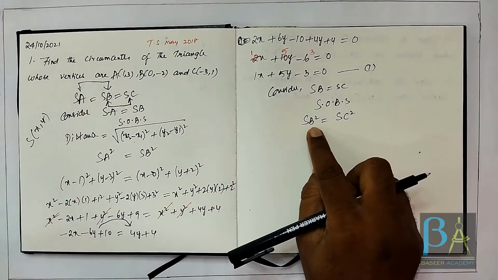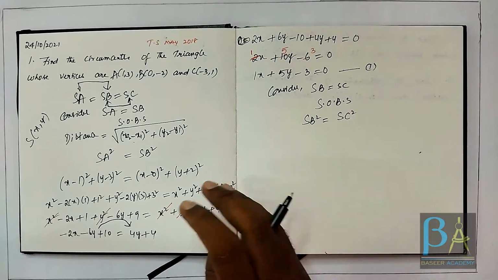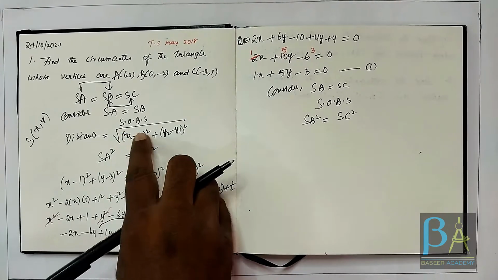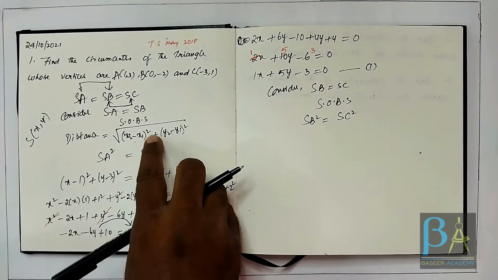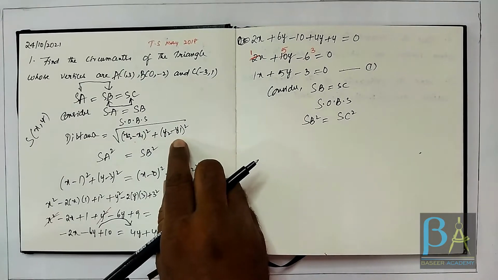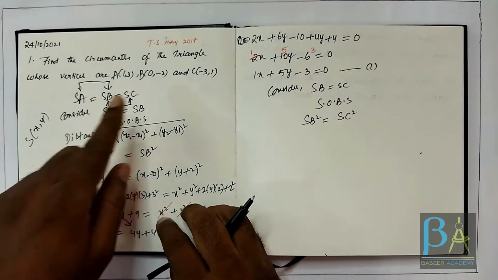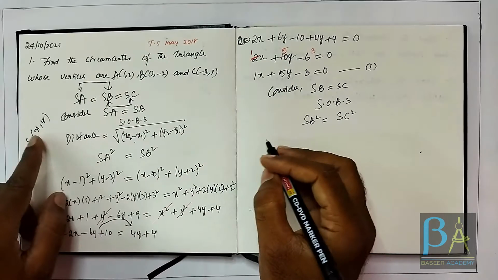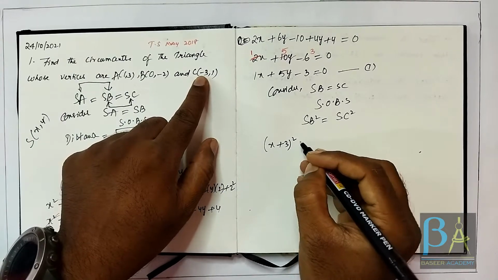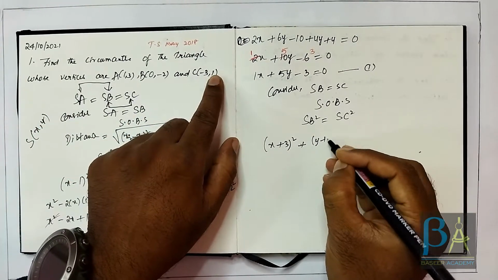Let us now find out what is SB square. How do you find out SB square? In the distance formula, what do you have? You subtract the x coordinates and then square it, and then you subtract the y coordinates and then you square it, right? So we'll do the same thing here when we find out SC square. From the x coordinate, I'm going to subtract the x coordinate, meaning x minus of minus 3, that gives me plus 3, square it, y minus 1, square it.